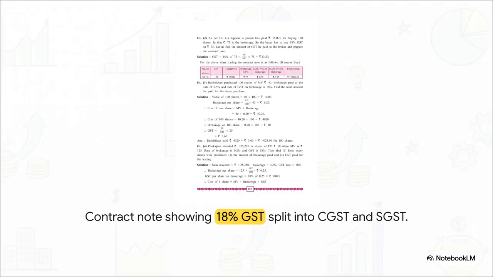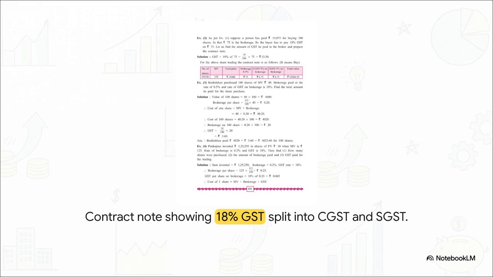This brilliantly illustrates how the taxation plays out in reality. Take a look at this actual contract note from a real trade. We have a purchase of 100 shares at a market value of 150 rupees each. That brings the total share price to 15,000 rupees. The brokerage, calculated at 0.5%, comes out to exactly 75 rupees.